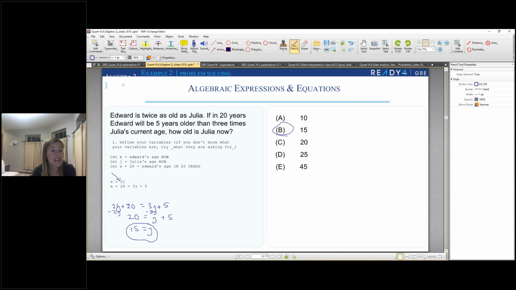Okay, so this is a type of problem that's worth knowing how to do just because age problems are very common on the test. And there's a limited number of types of age problems, so these are worth knowing.